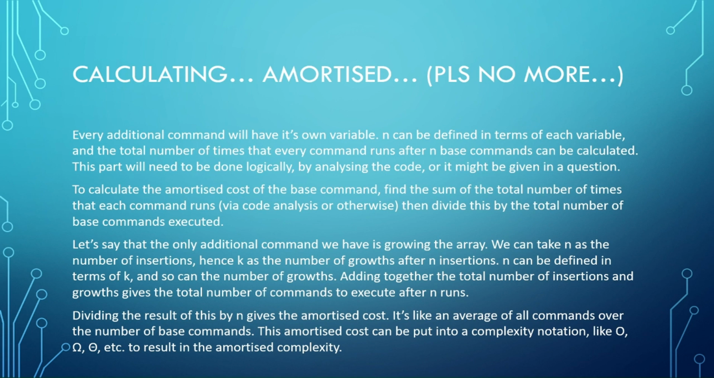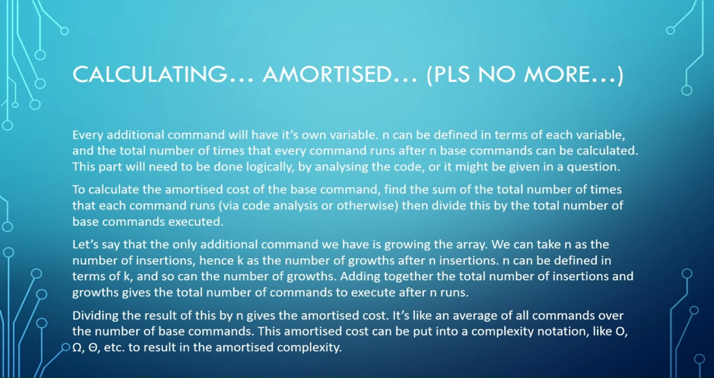So we have the sum of all commands over the number of base commands. So the amortized cost can then be put into the average fraction, then it can be put into a complexity notation like big O, omega, theta, etc. to result in the amortized complexity.